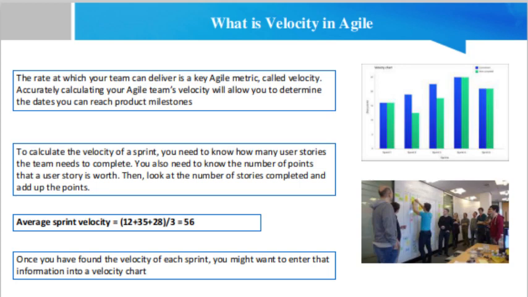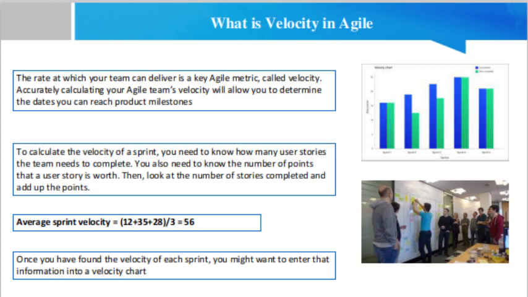Now, the Agile velocity formula. To calculate the velocity of a sprint, you need to know how many user stories the team needs to complete. You also need to know the number of points that a user story is worth. Then look at the number of stories completed and add up the points. Okay, now let us discuss an example here.